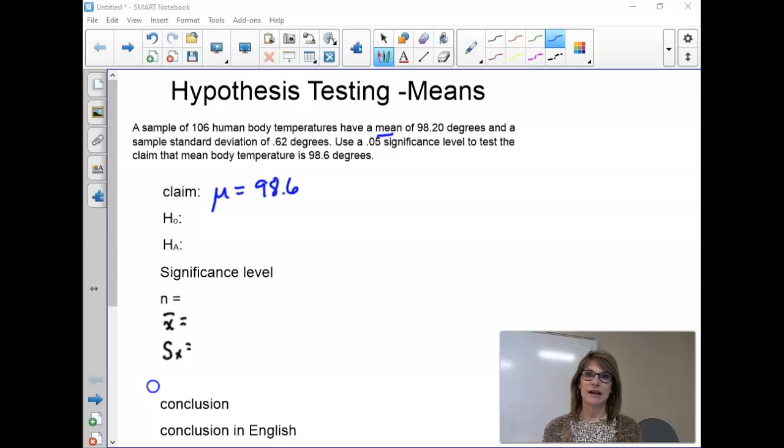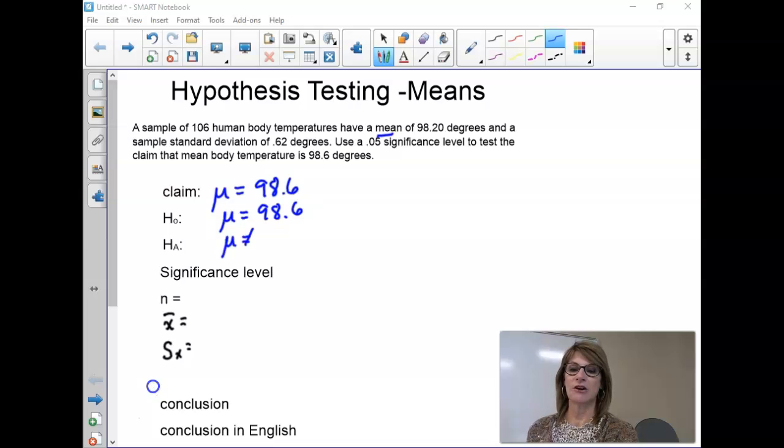98.6. And then decide, will this be your null? Will this be your alternative? Check to see if it has an equal sign. So it does have an equal sign, so it is your null, which makes the alternative the exact opposite of that. So we will say that the alternative is that it is not 98.6. Significance level is 0.05.